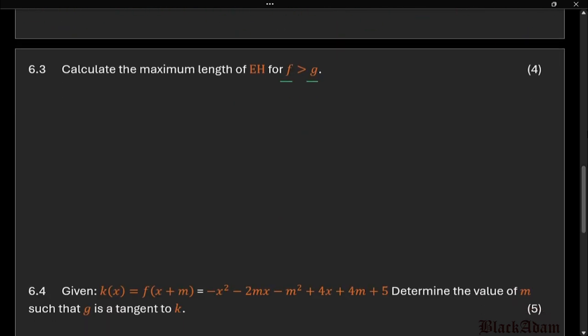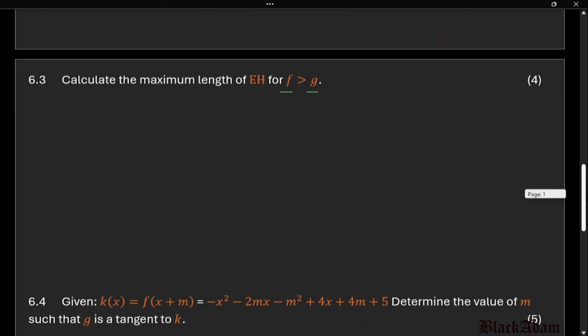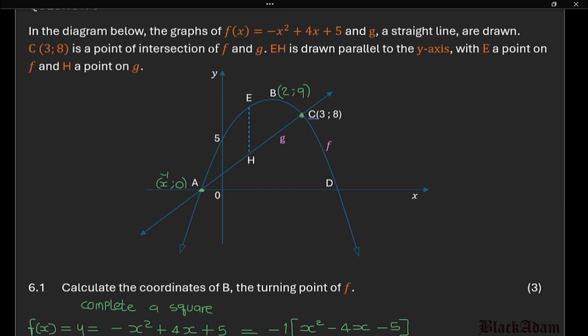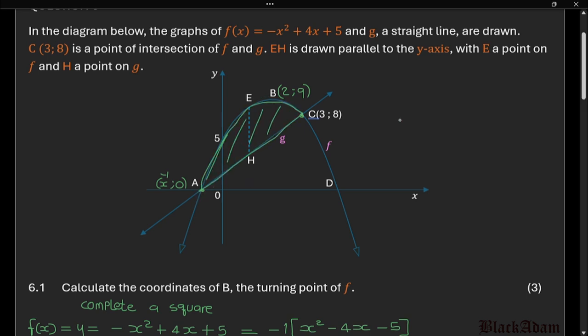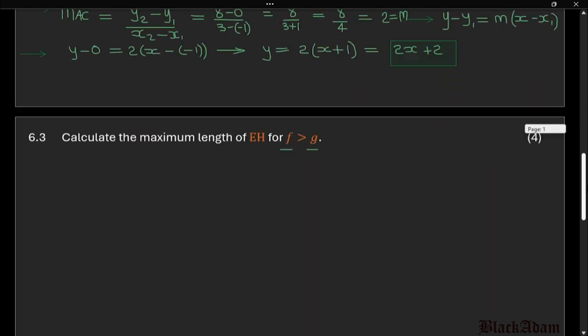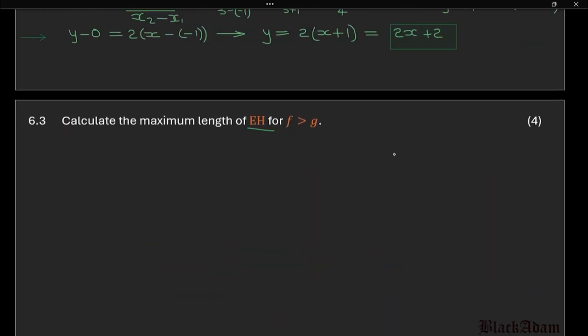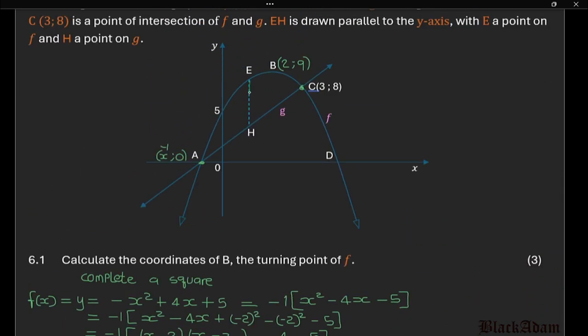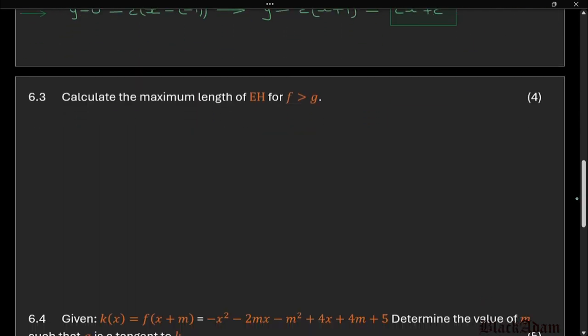Next we're going to go for question 6.3. So 6.3 there, we need to find that part where F is greater than G. F there is the top part, so we need to find that part there. Okay, so we need to calculate the maximum length. So that's the maximum length of EB, so that would be EM actually. So EM, our maximum length on that portion where F is greater than G.